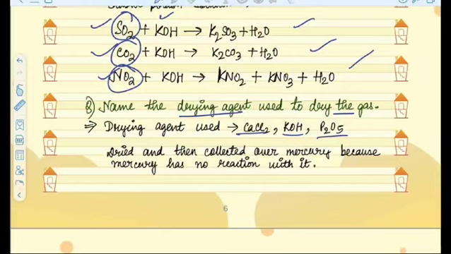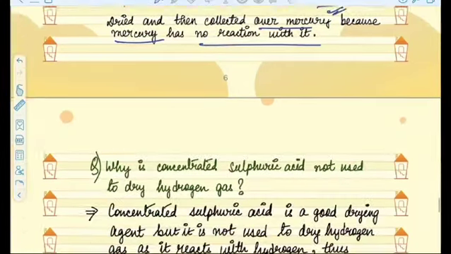Dried and then collected over mercury because mercury has no reaction with it. After drying, you have to collect it. That is done over mercury because there is no reaction.